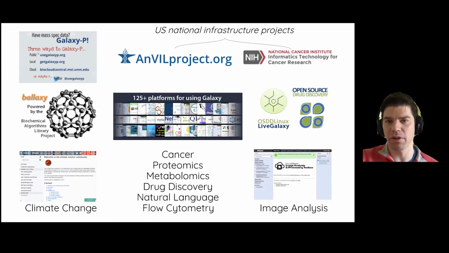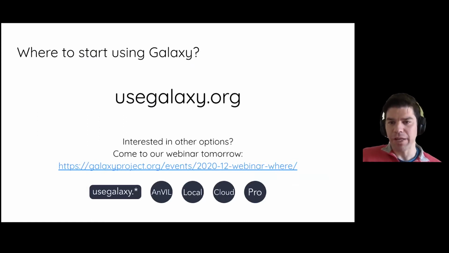Galaxy is also part of a couple of large US national infrastructure projects, namely the Anvil and the Galaxy for Cancer, that allow and are integrating Galaxy with protected data sets. And so if, as an individual, you're looking to start using Galaxy, where do you start? So the easiest thing is just to go to usegalaxy.org and start running tools, exploring what the capabilities are.